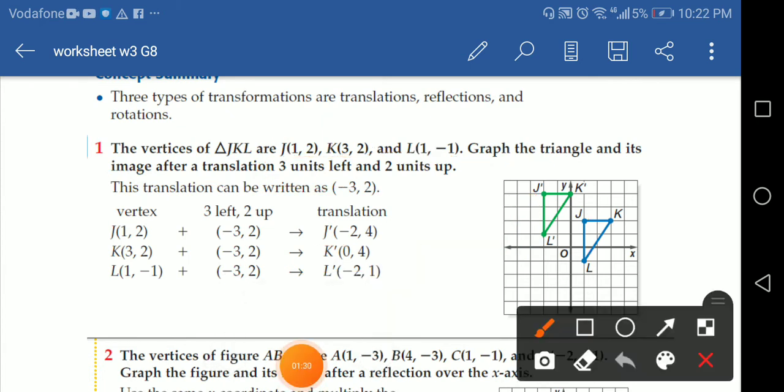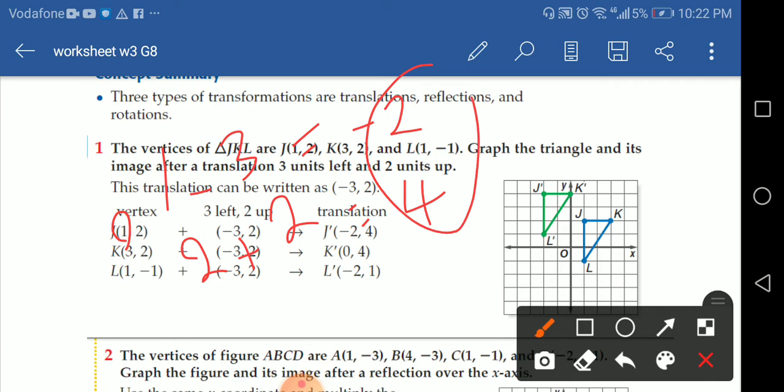For every x, I will say x minus 3: 1 minus 3, and 2 plus what? 2 plus 2. 1 minus 3 gives you negative 2, and 2 plus 2 gives you what? Gives you 4. So the new point is negative 2 and 4. So I'm going on the coordinate plane to negative 2 here, and then up to 4. So this is the new point.